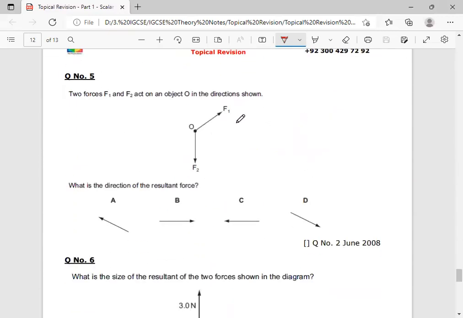Okay, the two forces again. What we will do? We will complete the parallelogram. And now, which diagram resembles this? This one? No. This one? No. This one? No. Because it is in opposite direction. Arrow has to be in this direction. So option D is the correct answer.